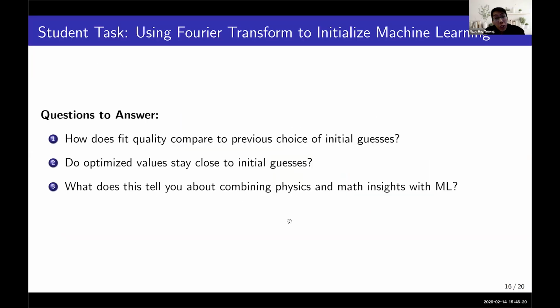And of course, we want students to answer some questions. We want them to compare those choices. We want them to observe whether the optimal parameters are close to the initial guesses, and a sort of reflection: what does it tell you about combining all of this?